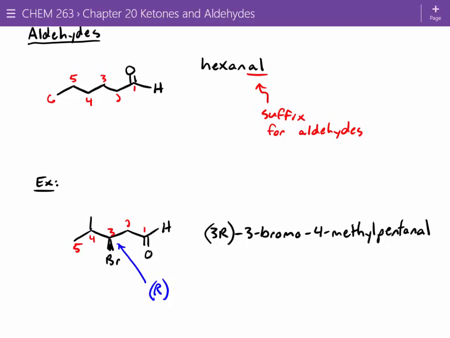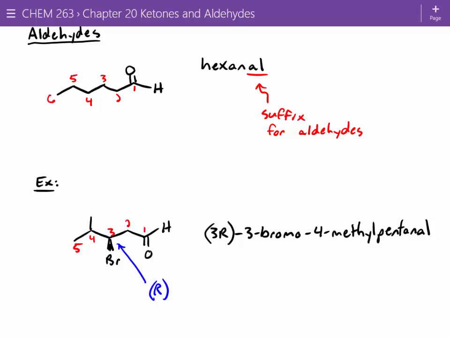So if we look at bromine, bromine's highest priority because it's the heaviest. And then if we're comparing carbon 4 to carbon 2, carbon 4 is bonded to 2 carbons. Carbon 2 is only bonded to 1 carbon. So that makes it highest priority. We go clockwise around. That makes it an R.